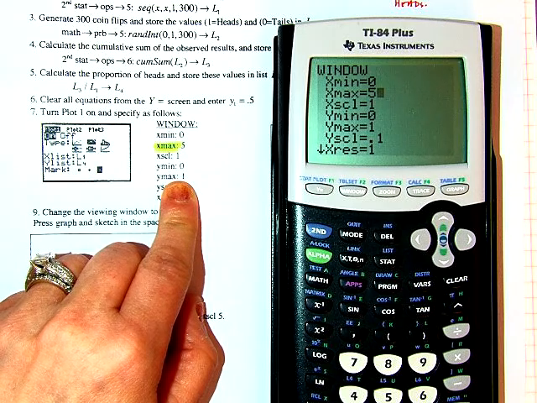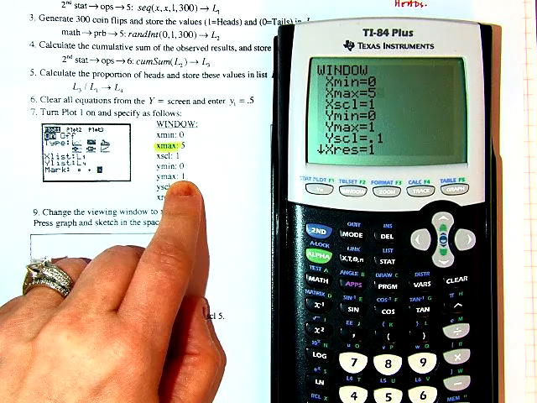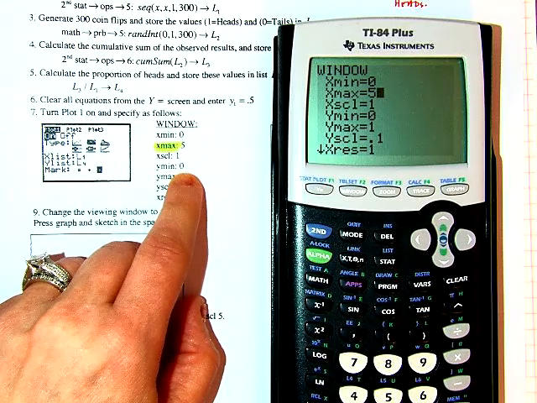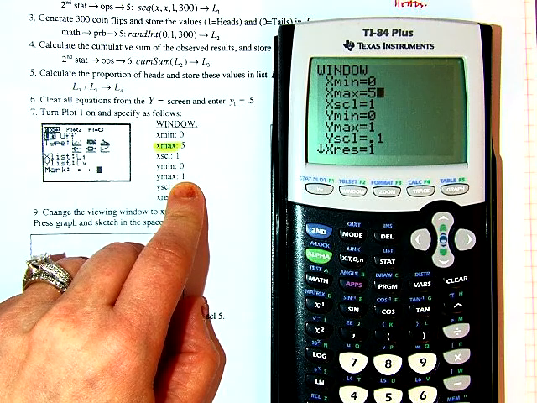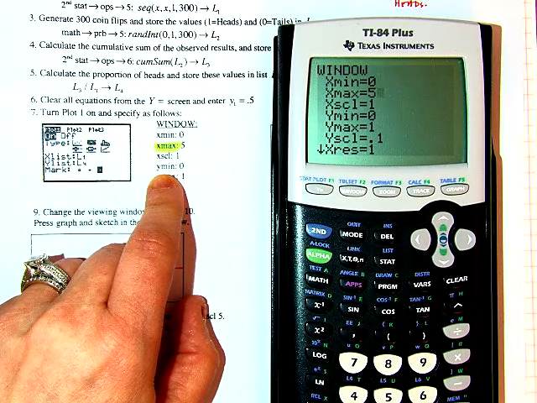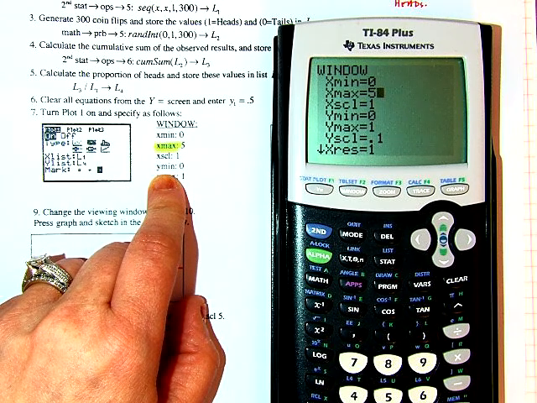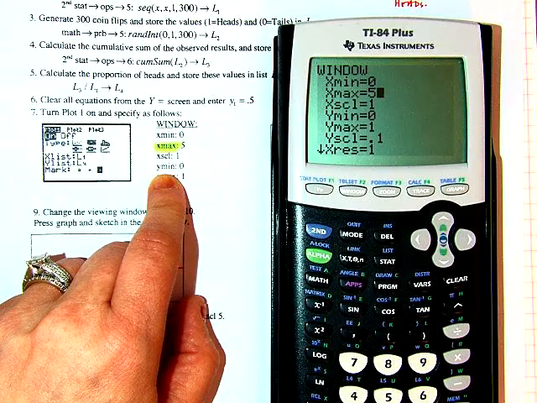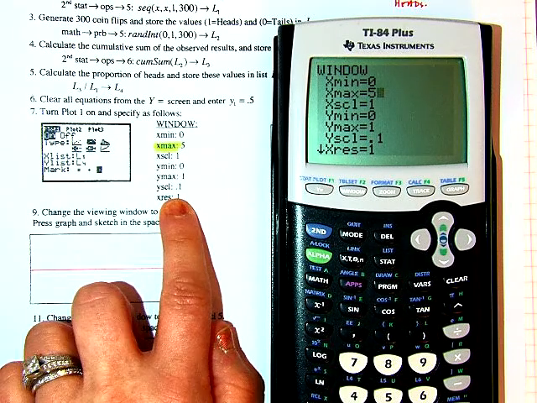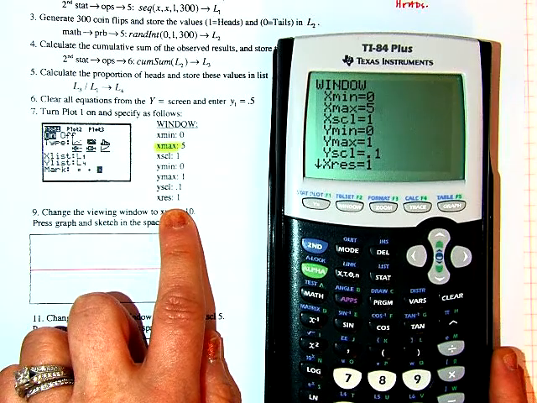I could see 0 heads, or I could see all heads. So it's going to always show me a probability between 0 and 1. I could see 0 heads out of so many trials, or I could see all heads out of so many trials. Usually we are somewhere in between, and we know theoretically we're looking at that 0.5. Okay, the Y scale should be 0.1, X res at 1. So then when you're ready, we hit graph.